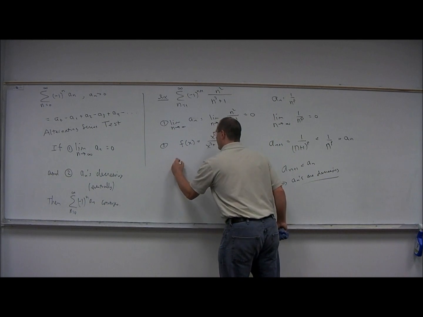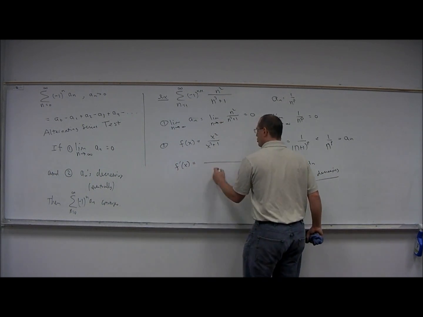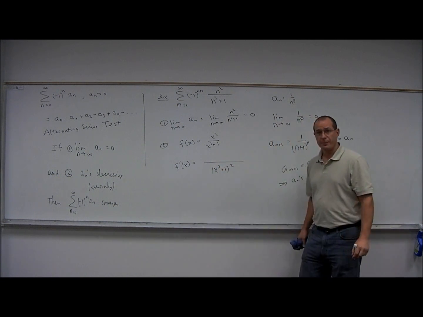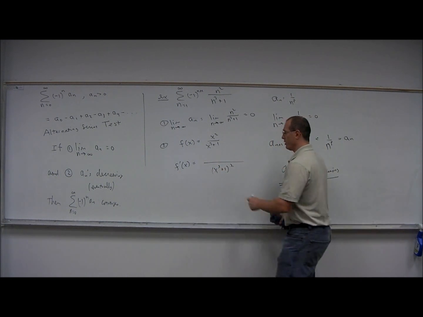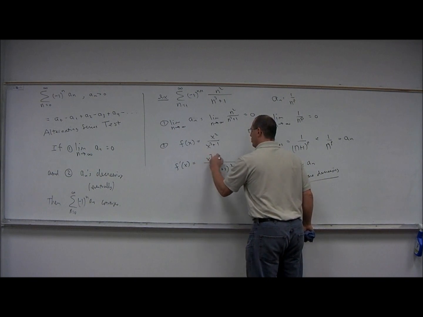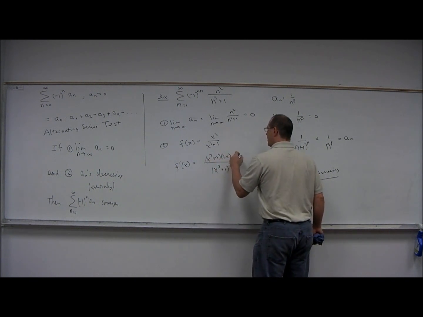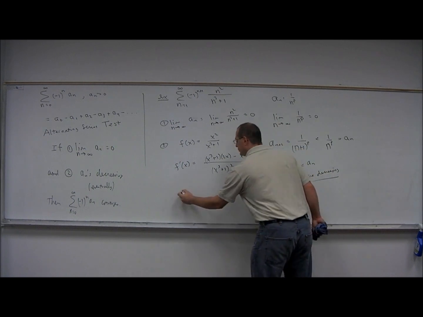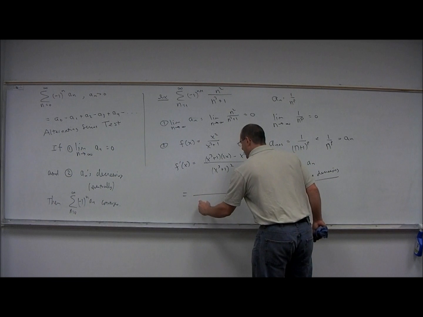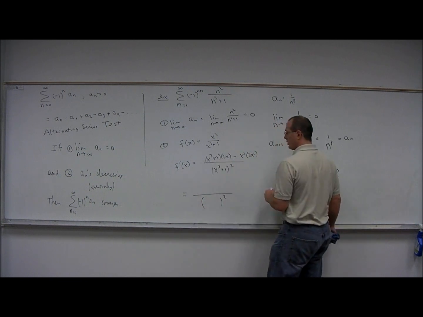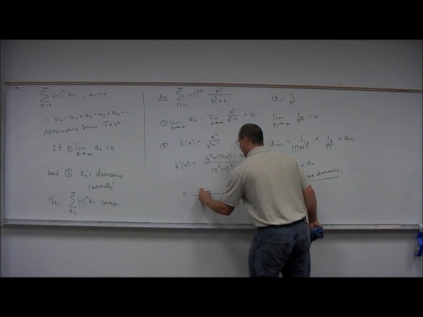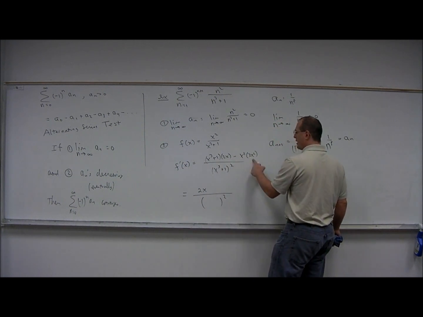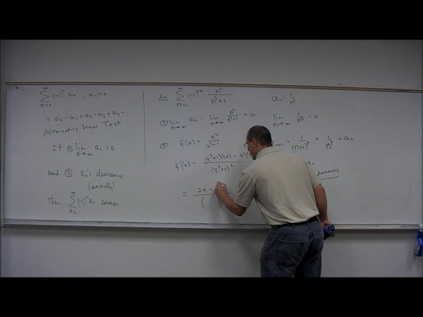So what is f prime of x? We'll use the quotient rule, which is going to give us a perfect square in the denominator. So we're really interested in the numerator. It'll be x cubed plus 1 times 2x minus x squared times 3x squared. And if we simplify that numerator, we have 2x plus 2x cubed, and 2x to the fourth minus 3x to the fourth gives us minus x to the fourth.